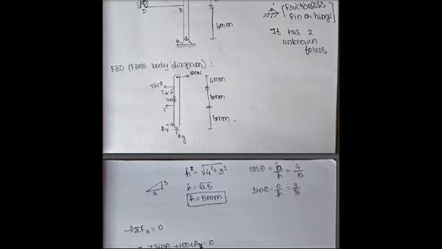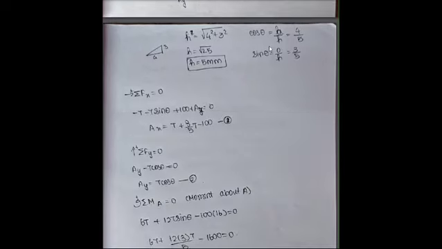Next, we should find the angle. To find the angle, first we should find the hypotenuse of the right-angle triangle. For that, we have a formula: h squared is equal to opposite squared plus adjacent squared. Taking the square root, we find that the h value is 5 mm.